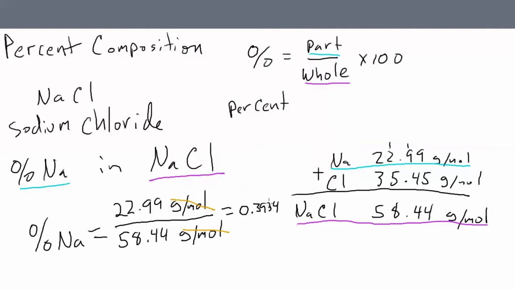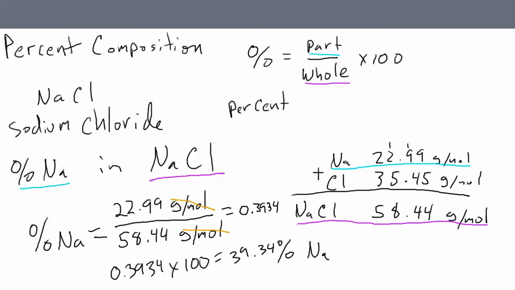0.3934. But we're not done yet, because we have to multiply by 100. So I'm going to carry it down here, we're out of room this way. 0.3934 times 100 equals 39.34%. So sodium chloride is 39.34% sodium. And that's how you find the percentage composition of an element in a compound.